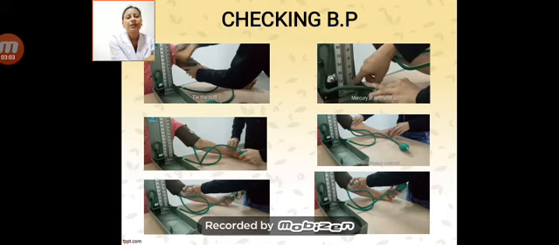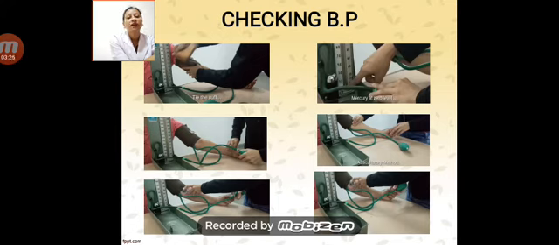For checking the blood pressure, first of all we need to place the deflated cuff about 2 inches above the antecubital fossa. After that, we make sure the mercury is at the 0 level. Then we check for the radial pulse. After that, we palpate for the brachial pulse, and we keep the bell of the stethoscope on the brachial pulse to assess the blood pressure.